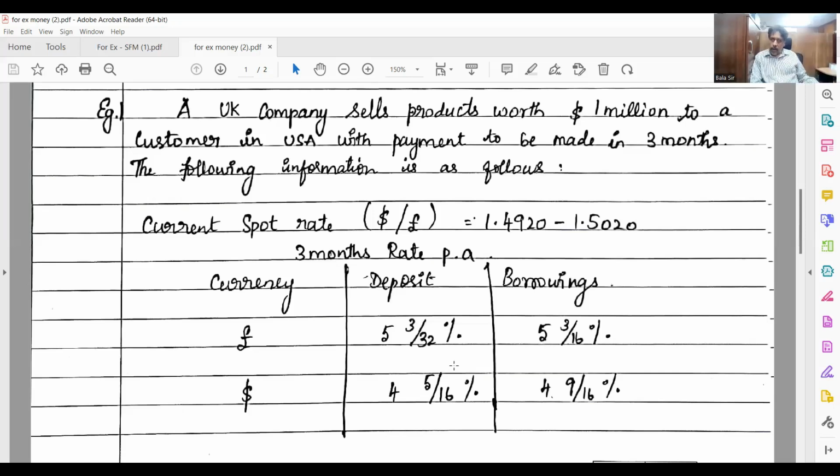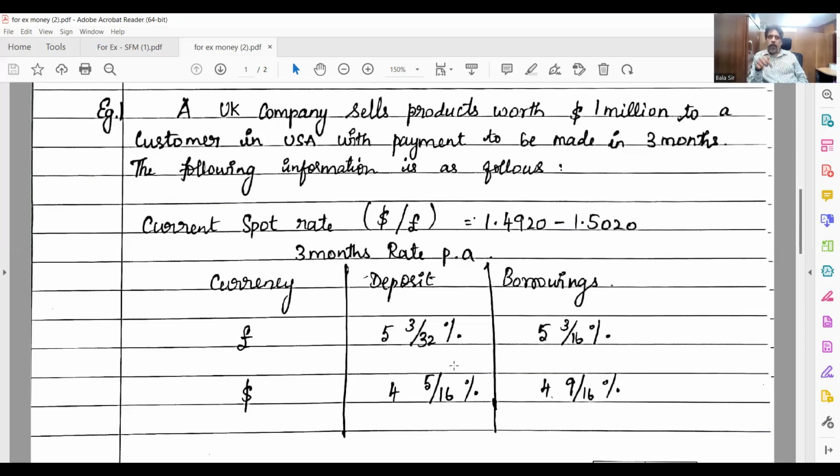Now, in case you want to find the 3-month rate, you should take the rate of interest into 3 by 12 or 1 by 4. So let me now, please be ready with your calculator. Now tell me, what is a borrowing rate in US? It's given as 4 and 9 by 16%. So how do you convert this 9 by 16? Take a calculator. What is 9 by 16? It's 0.5625. Add that to 4. So I can say 4.5625, which is a percentage on a loan that you're going to borrow.